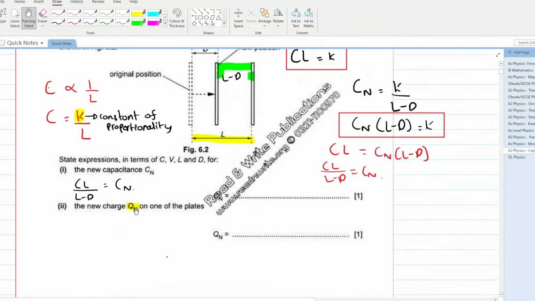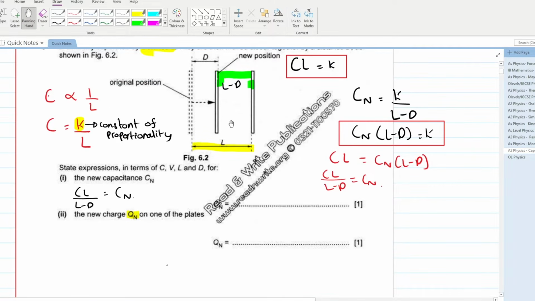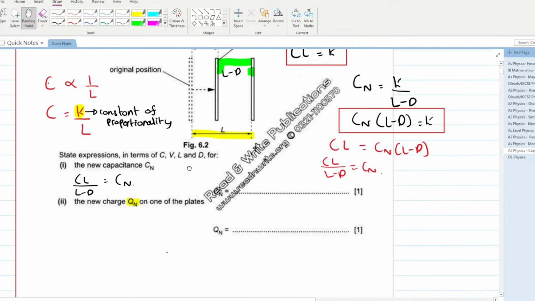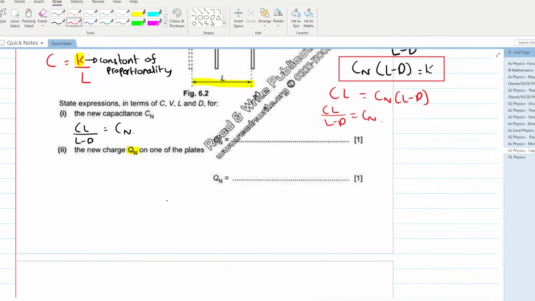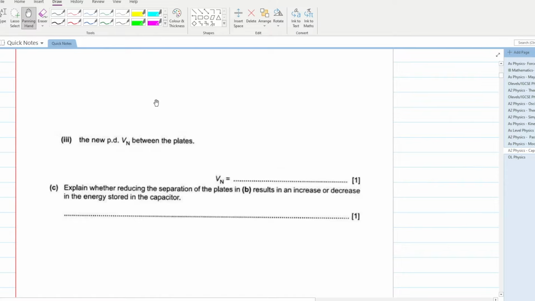You have to calculate the new charge. Now always remember that if you decrease the length or increase the length, the charge on the capacitor will remain the same. So the charge that was initially there will be the same here as well, that is CV. Now what is the third part? Calculate the new potential difference.